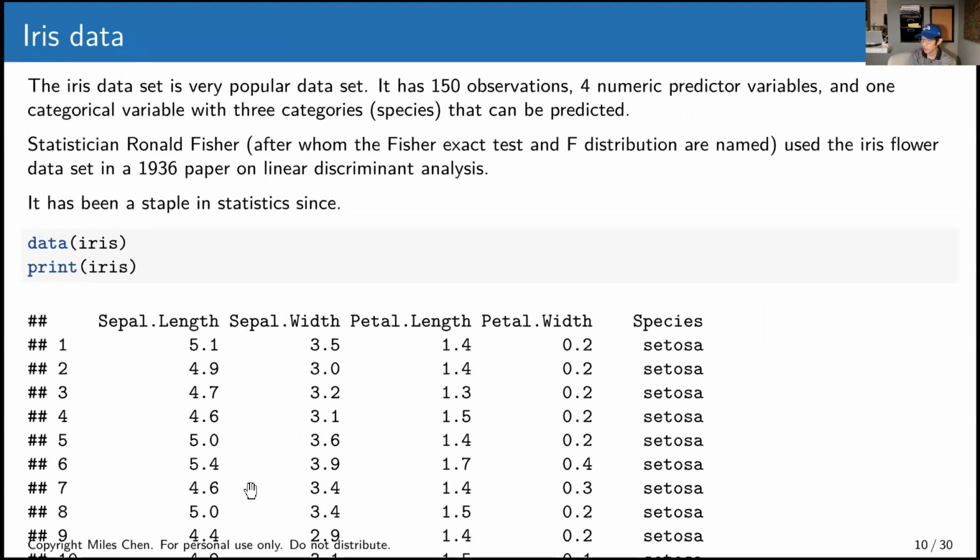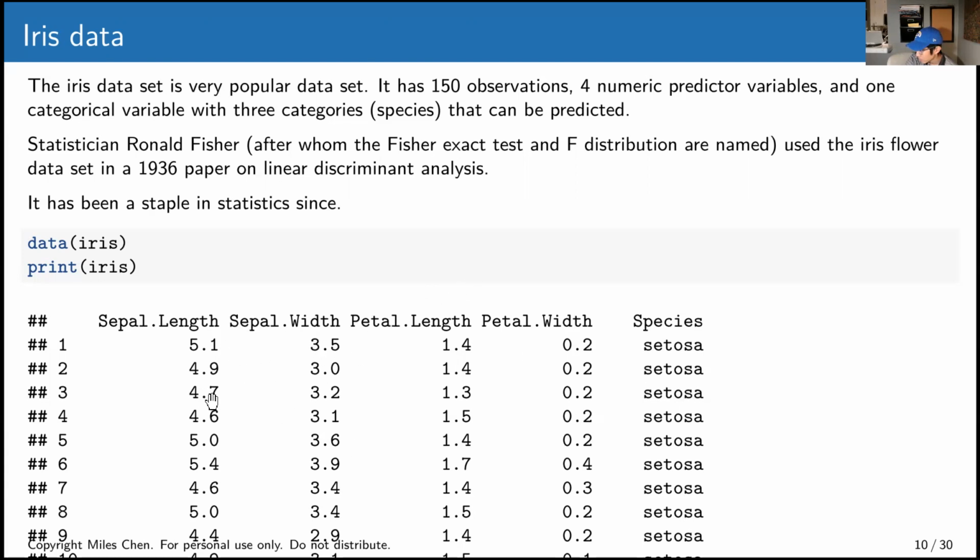Okay, so let's work through an example and take a look at how we can use library boot and bootstrap resampling on a data set like the iris data. The iris data set is a very popular data set. There are 150 observations, 50 from 3 different species: setosa, versicolor, and virginica.